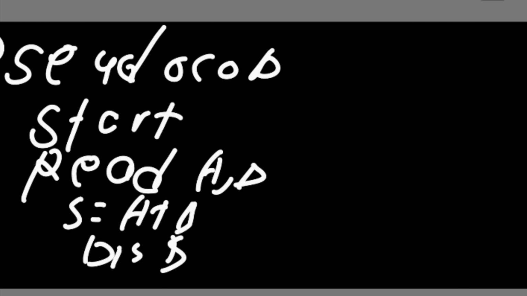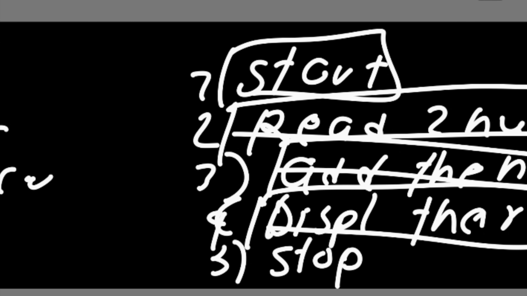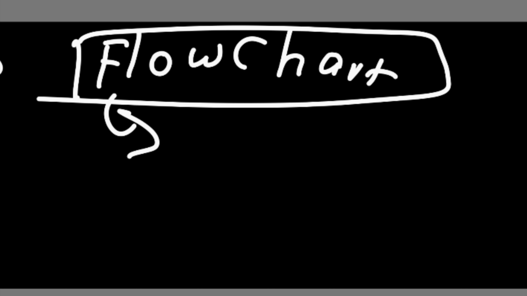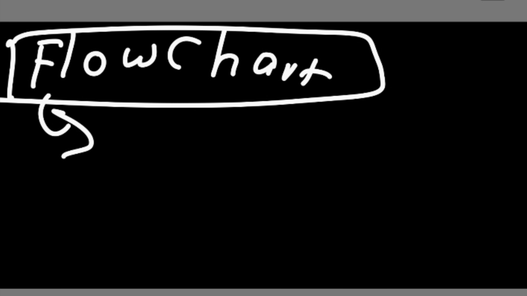Then comes the very interesting thing, that is the flowchart. Up to now we were just writing, but a flowchart is a visual representation of an algorithm. Before, we were writing what to do step by step. Now in a flowchart we just visualize what was written. So there are different shapes and sizes which help to make a flowchart.